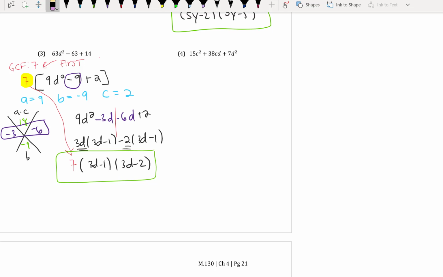So let's see, do we have a GCF? We have 15, 38, and 7. Well, 15 can only be divided by 3 and 5, and I have a 7 there, so there's no GCF. So I'm going to go straight into what's my A, my B, and my C. So I see that my A is 15, B is 38, and my C is a positive 7. So I have my A times my C and my B value. So let's see here. 15 times my 7 is going to give you 105. And I have my 38 down at the bottom.